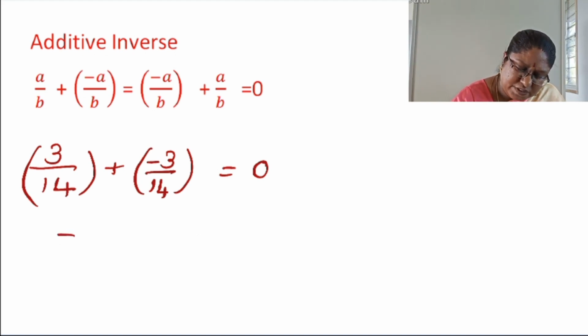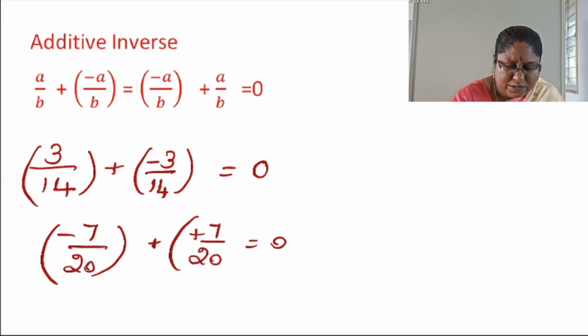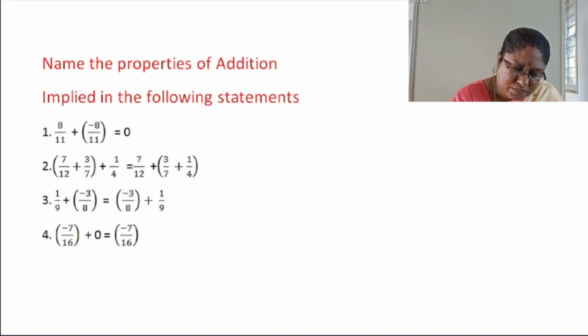Suppose we are asking about minus 7 by 20. When will you get 0? You can add plus 7 by 20. So if you have it like this, you can get 0. Can you understand this? This is called the additive inverse.